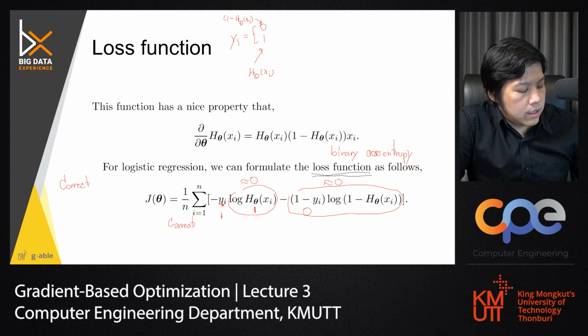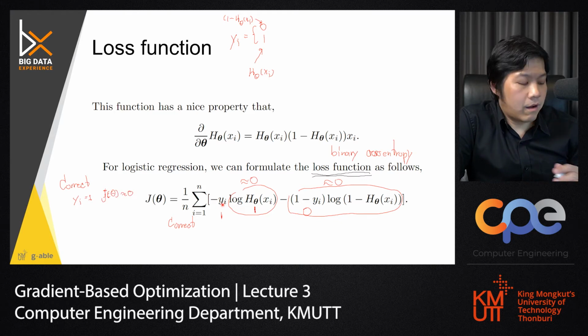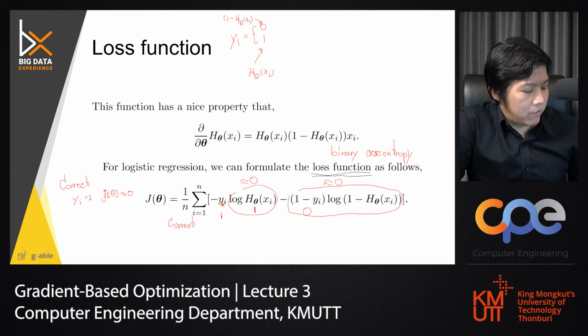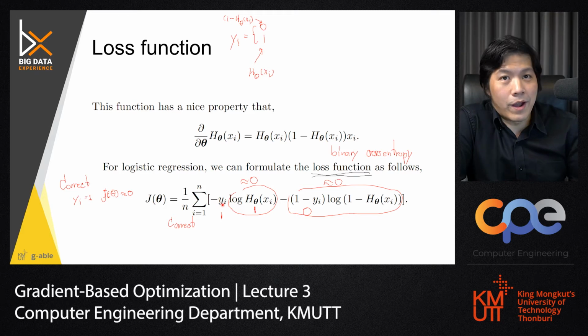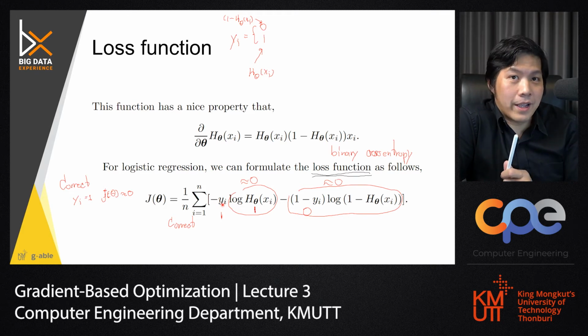Okay, so now we can conclude that for correct classification, in the ideal case, if yi is 1, then J(θ), or I would say J(θ) for that yi, should be approximately 0. That's for correct prediction of a particular yi.